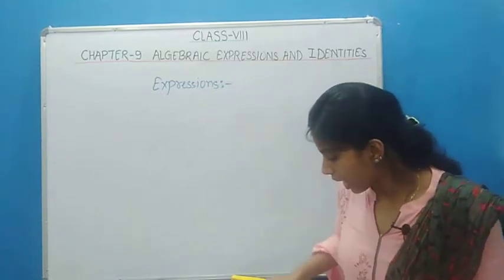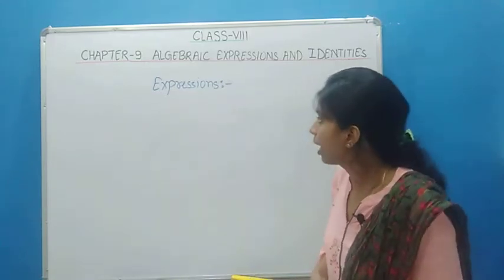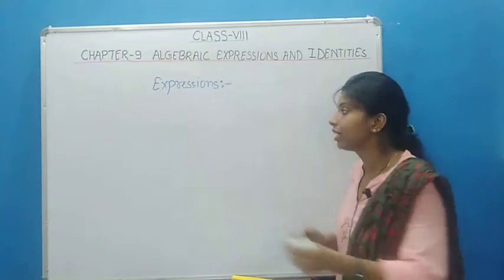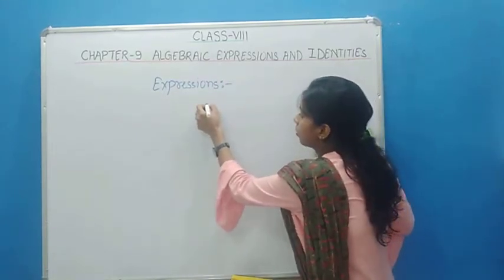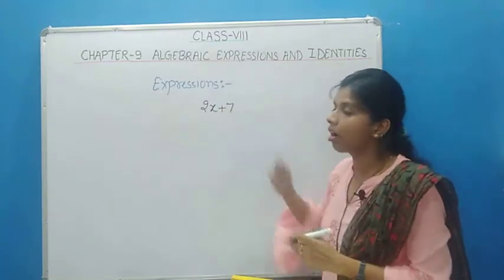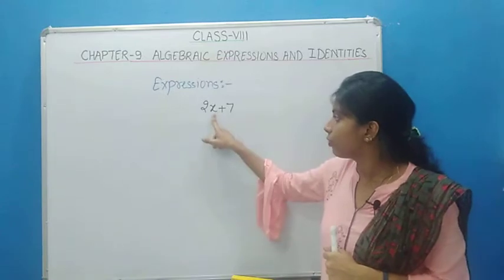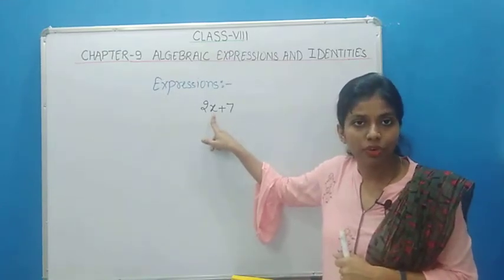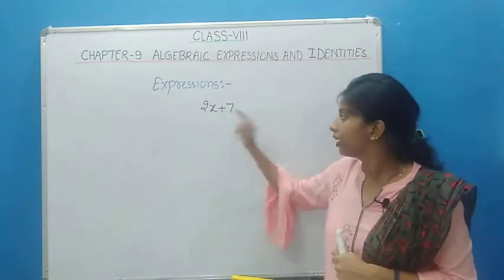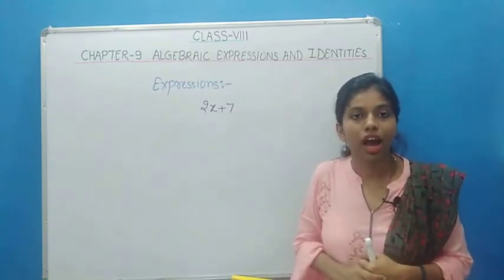So if I write any expression with the help of variables and constants, suppose we have 2x plus 7. So this is our expression. What are the terms used in here? Here x is a variable, and here 2 and 7 are constants, because their values are constant.